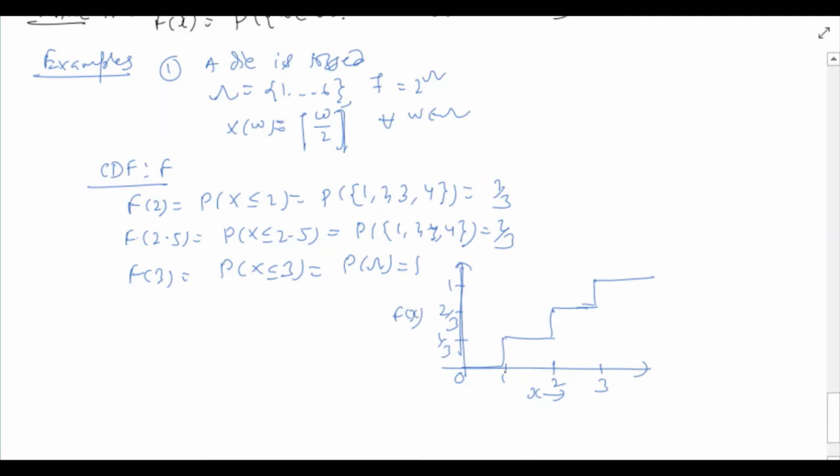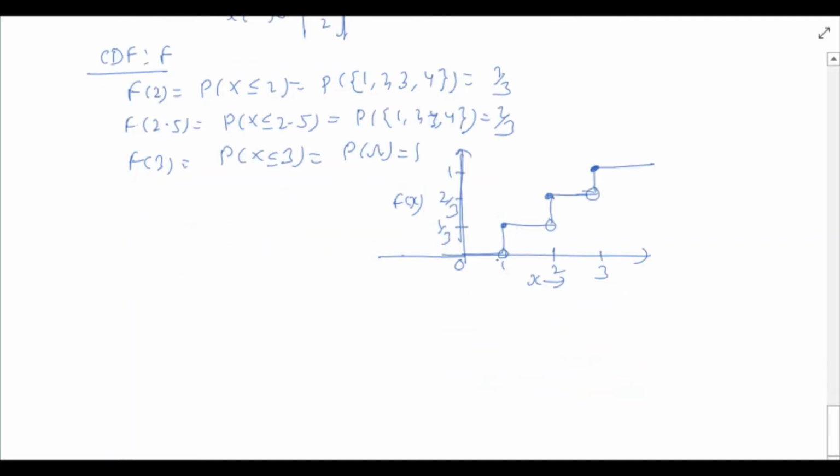The value of this function at x equal to 1 is 1 by 3. The value of this function at x equal to 2 is 2 by 3, and the value of the function at x equal to 3 is 1. The value of the function at all the points below 1 is 0, and the value of the function at all the points above 3 is 1. So this is the cumulative distribution function F of the random variable that we defined.